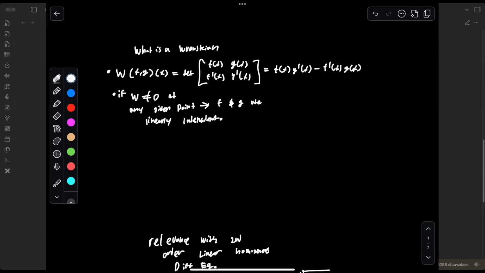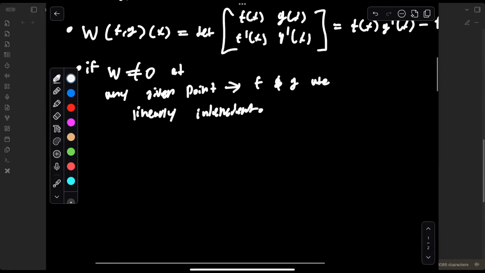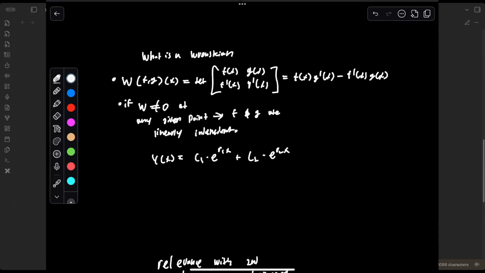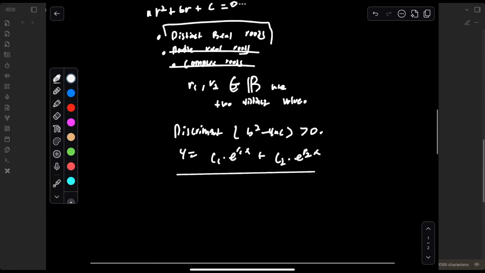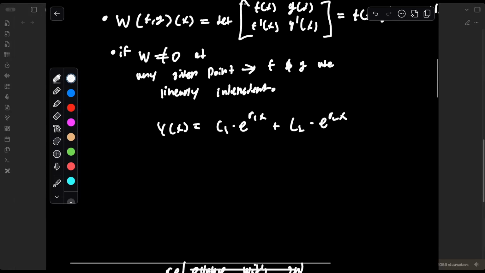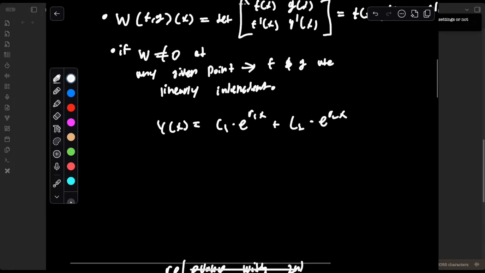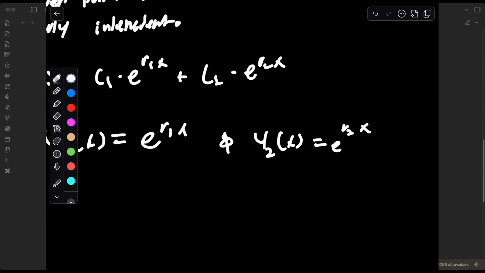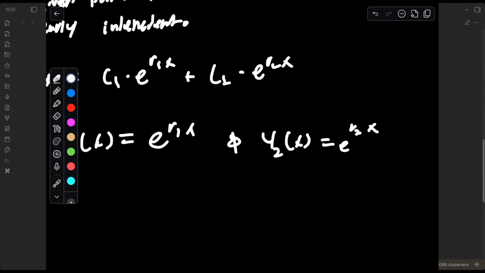Now the first example is that if we have the distinct real roots r1, r2, then the general solution is given as y of x equal to c1 times e to the r1x plus c2 times e to the r2x. This is the same general solution as we have from the first theorem. In order to prove this, we're going to prove it logically. If we let y1 of x equal e to the power of r1x, and y2 of x equal e to the power of r2x, we have two solutions that are not constant multiples of each other. And if they're not constant multiples, then they are linearly independent.